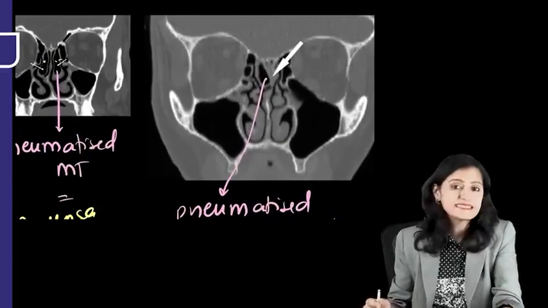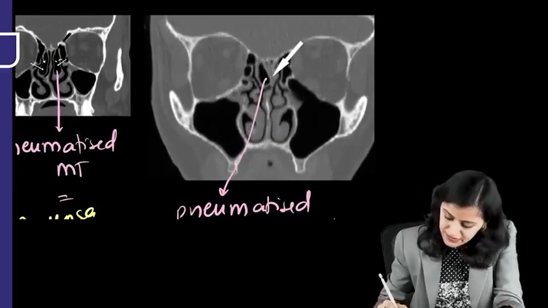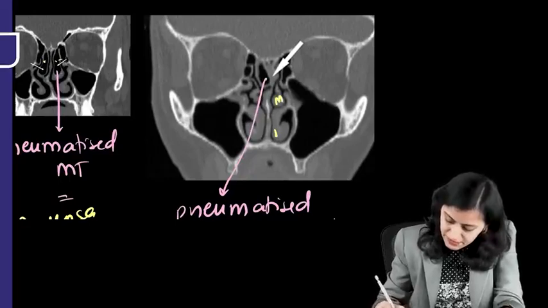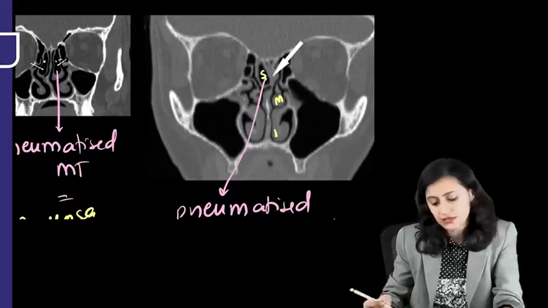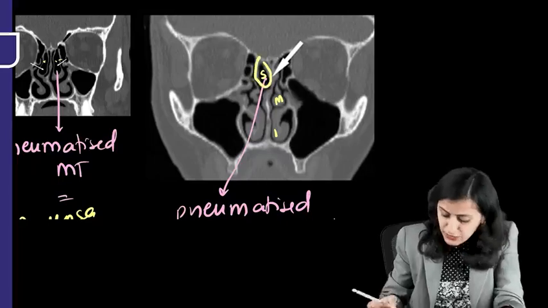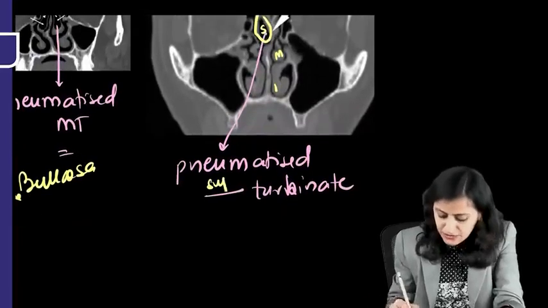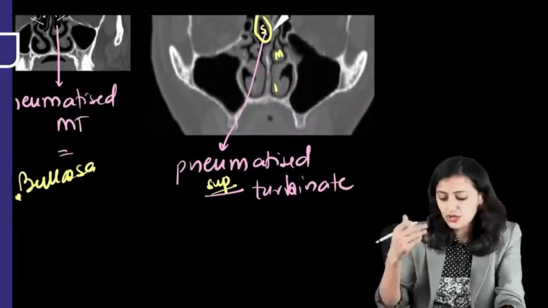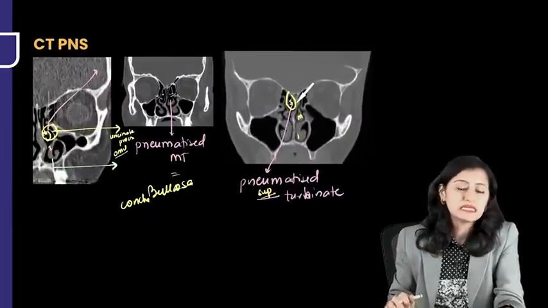In one of the INICET exams, this image was asked. This is the inferior turbinate, middle turbinate, and then the superior turbinate. So, this is the pneumatized superior turbinate, not the middle turbinate. So, you should be able to identify the turbinates there.